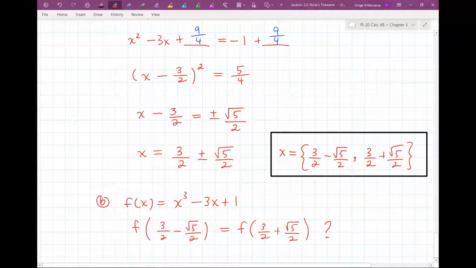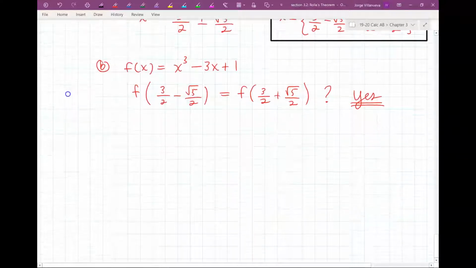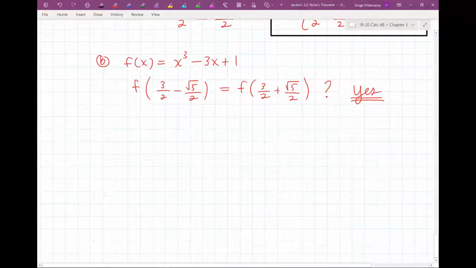Now remember, what are those points indications of? What did I find in part A? My x-intercepts. So should they have the same height? Yes. So according to Rolle's theorem, I know that the function is continuous. I know that the function is differentiable. I know that f of a equals f of b. So if all that is true, then what does the theorem say?